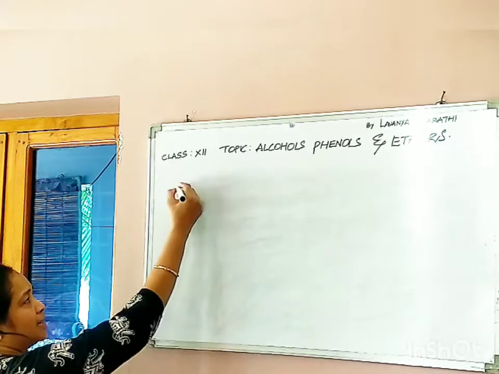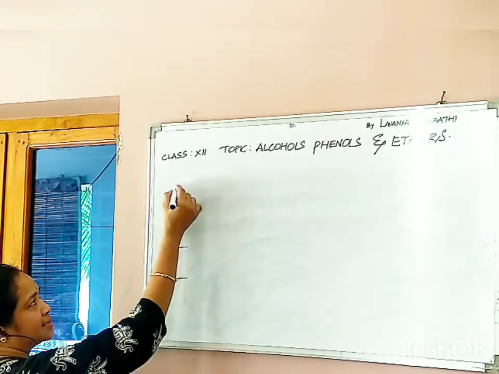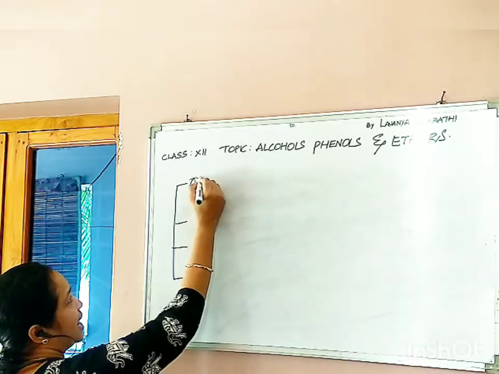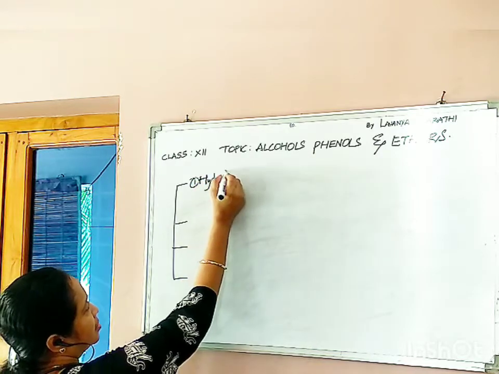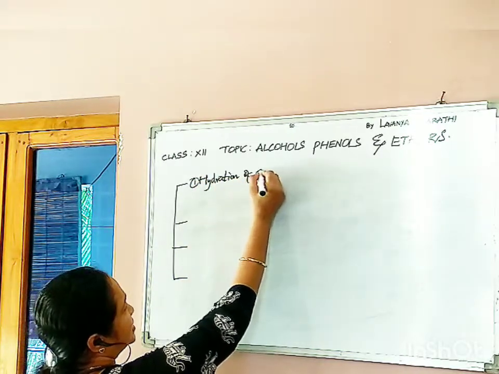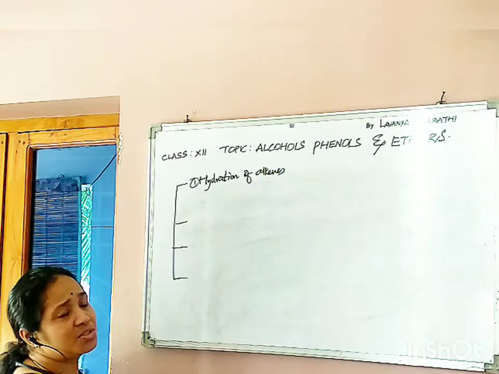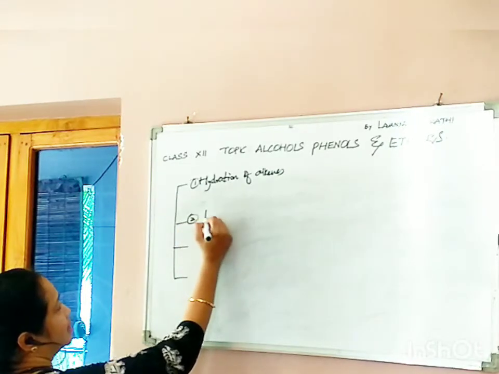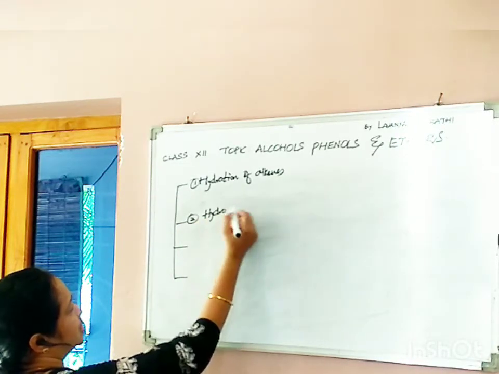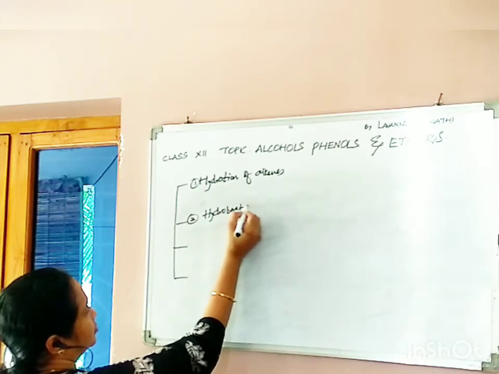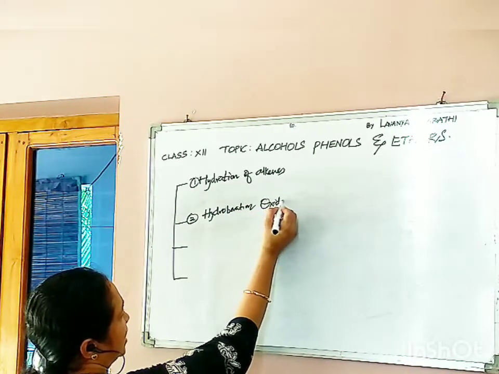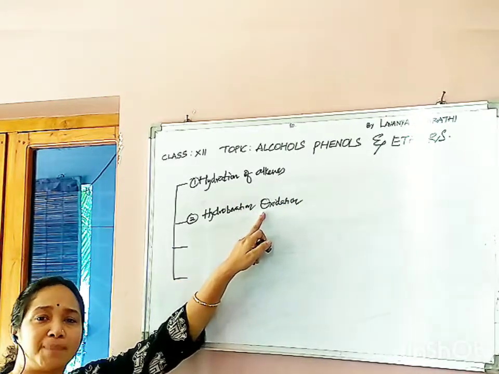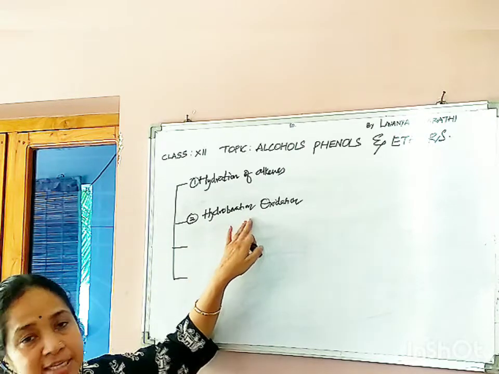So we will be making a flow chart like this, with the four types of preparation techniques. The first one is hydration of alkenes, that is, unsaturated hydrocarbons having a double bond in between. The second one is hydroboration oxidation. Here, in the second case, we take an oxidizing agent like sodium hydroxide or hydrogen peroxide, and of course the raw material is diborane.